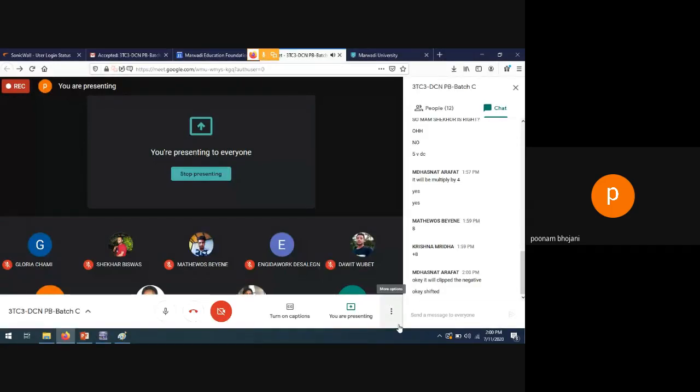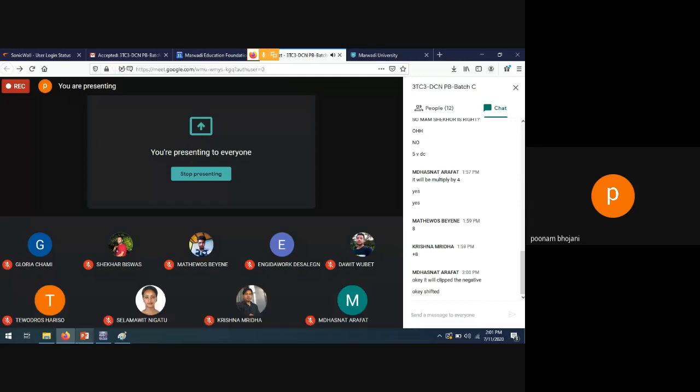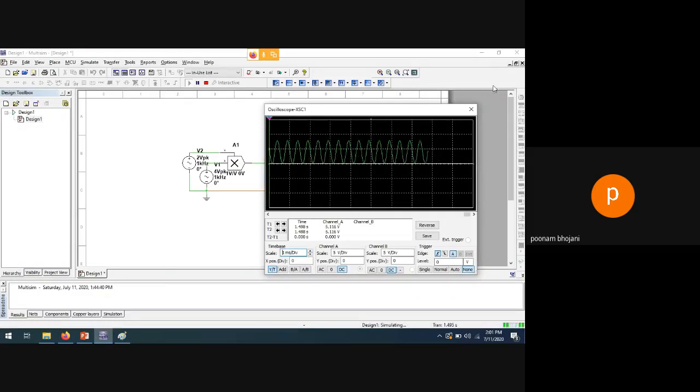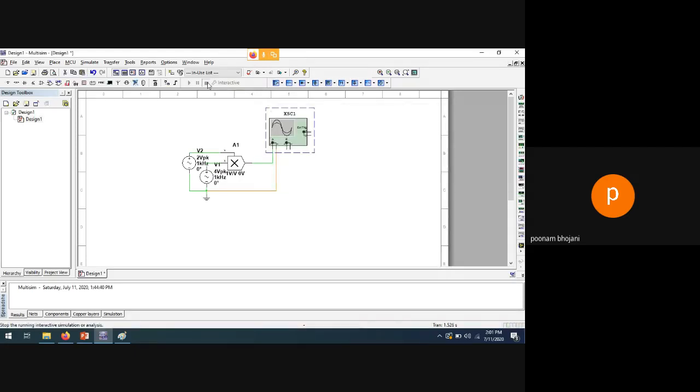It will be clipped with a negative. Yeah, no, it is not clipping the negative, but the multiplication property is saying that minus into minus will be plus, right? That's why your whole signal will be shifted up. You will not get any negative value when you multiply two sine waves or two AC waves. Okay, so can I move forward now? Is it clear? Now I am going towards sampling, how sampling is done. Okay, so let me tell you how sampling will be done.